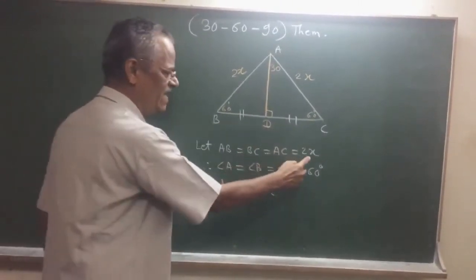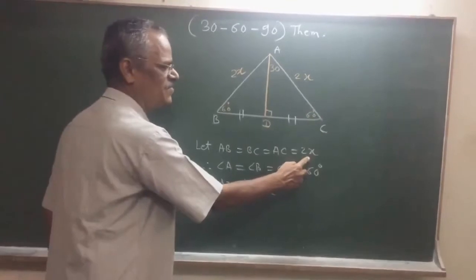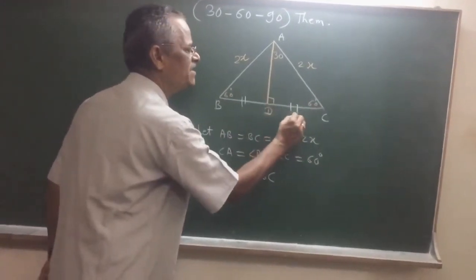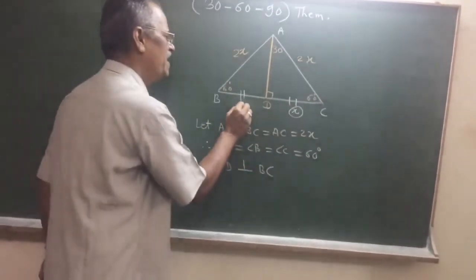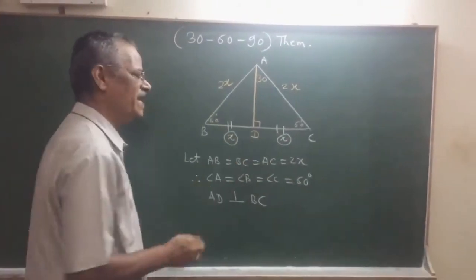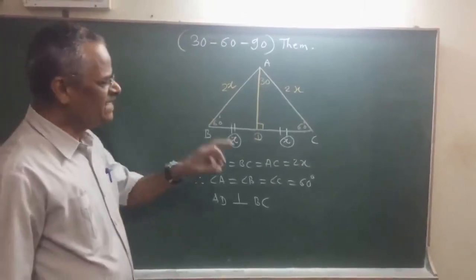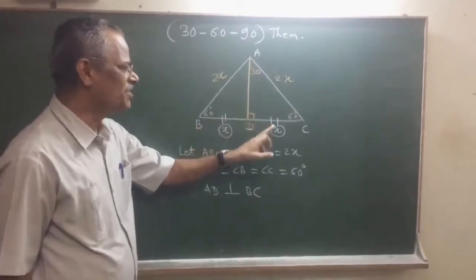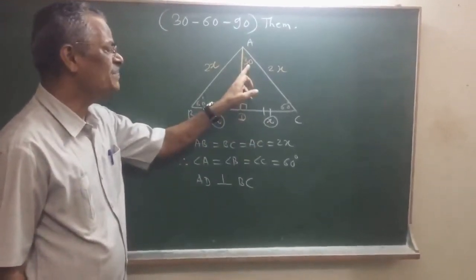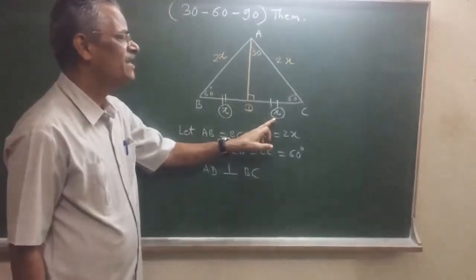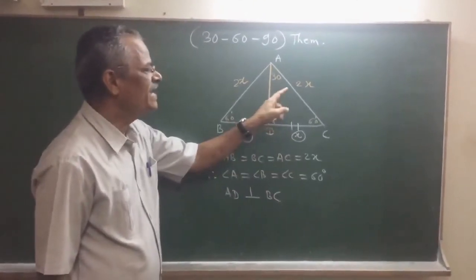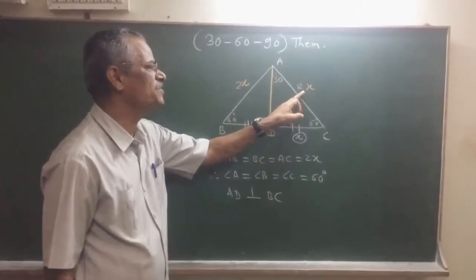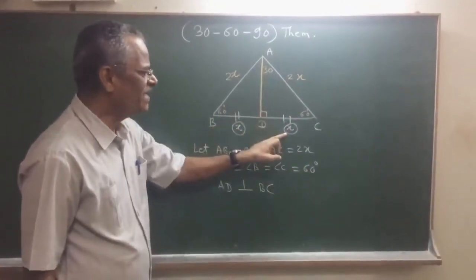But we have taken that BC is equal to 2x. So what is this length DC? It must be equal to x. And what is this? This must be equal to x. Now very easily you can ask the question: side opposite to 30, how much? x. And in that right angle triangle, what is the length of the hypotenuse? 2x. So you can compare that.